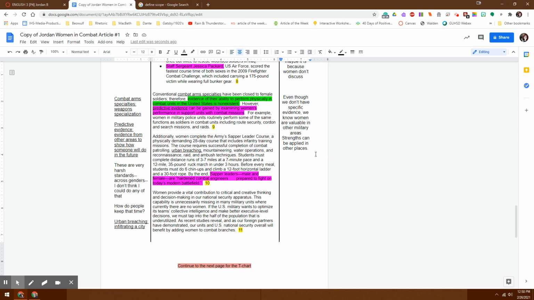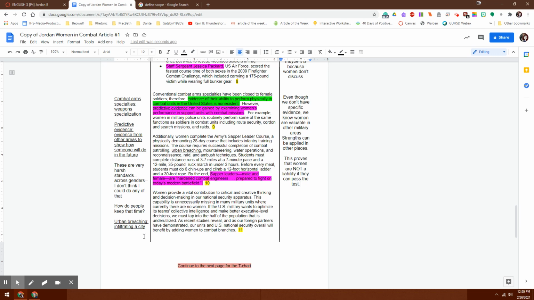Okay, so I'm going to go over here and I'm going to add a little bit of commentary. And it shows, here's the thing, when we think about the sapper leaders, male and female, being able to do all these things, this proves, I don't know why my keyboard is lagging, this proves that women are not a liability if they can pass the test. If they can't pass the test, just like the men who can't pass the test, they don't become these leaders. So this test here proves that they're not a liability if they can pass it. So let's go ahead and finish up our paragraph.